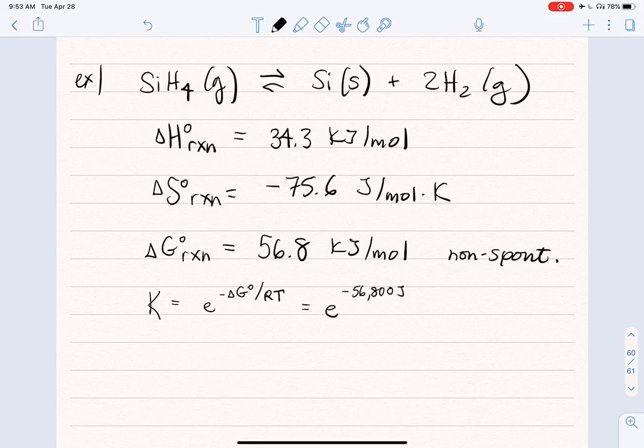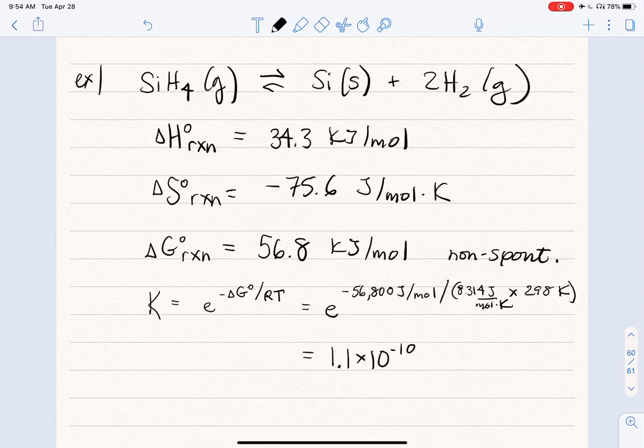56,800. I had to convert the delta G to joules. Divided by, now always assume that your temperature is 298 Kelvin unless otherwise specified, joules per mole Kelvin. So I'm going to plug in 298 Kelvin for my denominator. So once you plug all that into your calculator, you should get a K value around 1.1 times 10 to the minus 10. And it's K, so it's unitless.